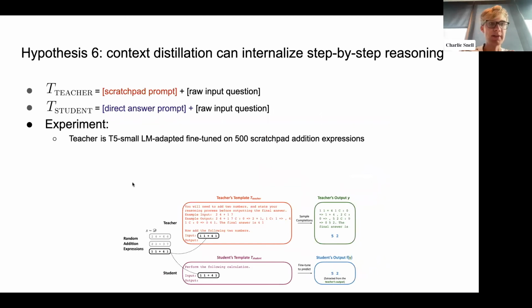So the first hypothesis is, can we actually internalize the step-by-step reasoning processes? We do this by first giving the teacher a prompt that contains instructions to use scratchpads. And the student is given a prompt with just instructions to directly answer the addition question. The teacher is this T5 small model that we fine-tuned on 500 scratchpad addition questions. The T5 small model can't out of the box do addition. We have to fine-tune it to first give it this ability. But you can imagine larger language models could do this few shot.